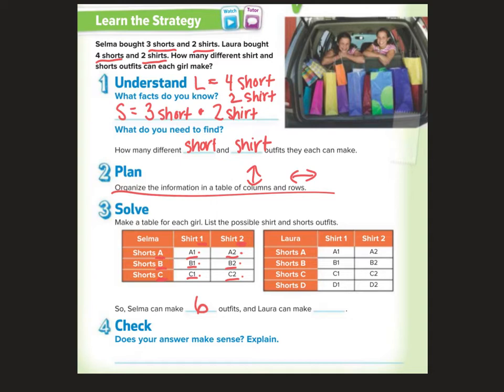Now, if we look at Laura, she has 4 different kinds of shorts and 2 shirts. So she could do A1, A shirt 2, shorts B shirt 1, shorts B shirt 2, shorts C shirt 1, shorts C shirt 2, shorts D shirt 1, shorts D shirt 2. So she could make 1, 2, 3, 4, 5, 6, 7, 8 outfits with her new clothes.